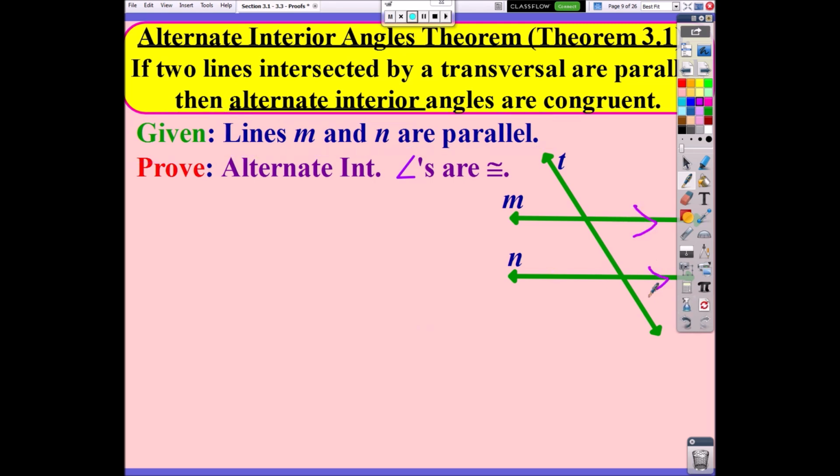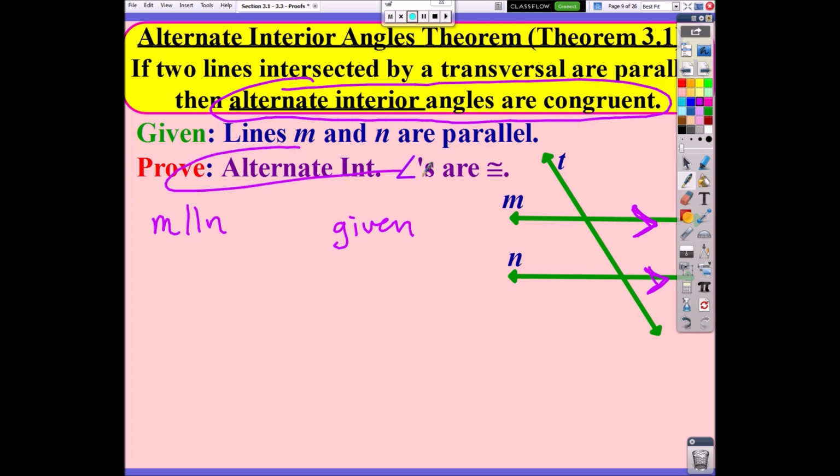So I'm going to draw in some parallel line markings on lines M and N, and that'll be the first part of my proof. That's the given. So I'm given that M and N in my picture here are parallel. And so if that's true, then what we're going to try to prove here is that the alternate interior angles in this picture are congruent. But I haven't marked any alternate interior angles. So what I'm going to do is mark a pair of alternate interior angles.